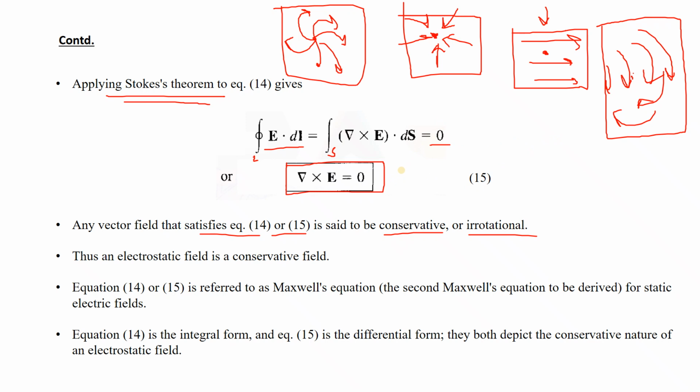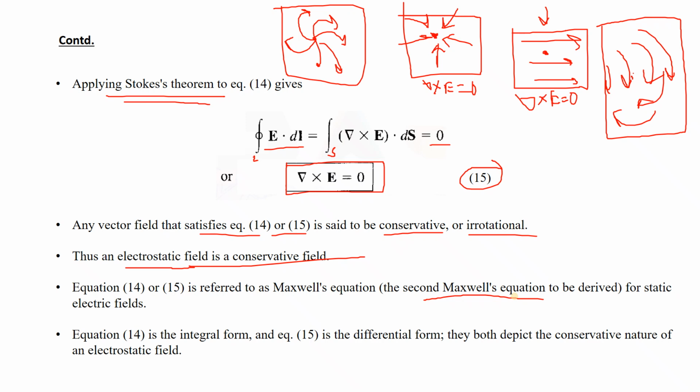So curl 0 means it is not rotational, it is irrotational. So the vector may look like this, or like this. It may have a divergence because E has some divergence, but the curl is 0, so it is irrotational. Thus, an electrostatic field can be called an irrotational or conservative field. So this equation number 15 is the second Maxwell's equation.